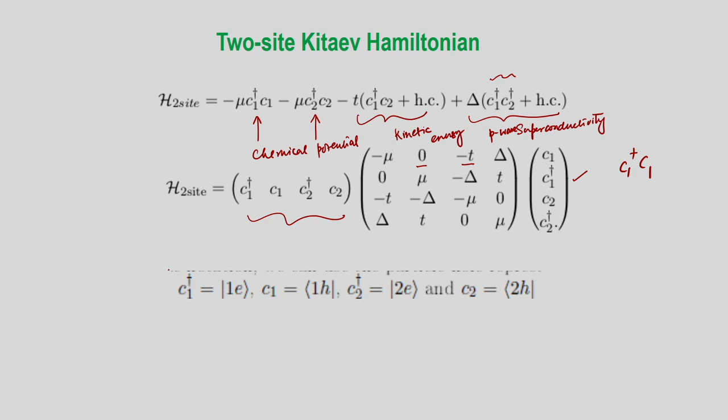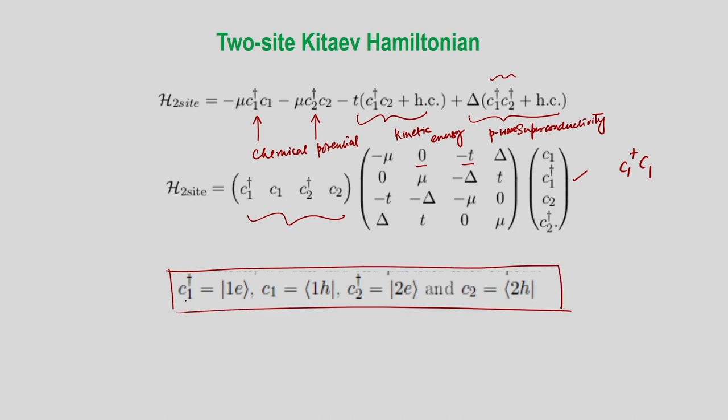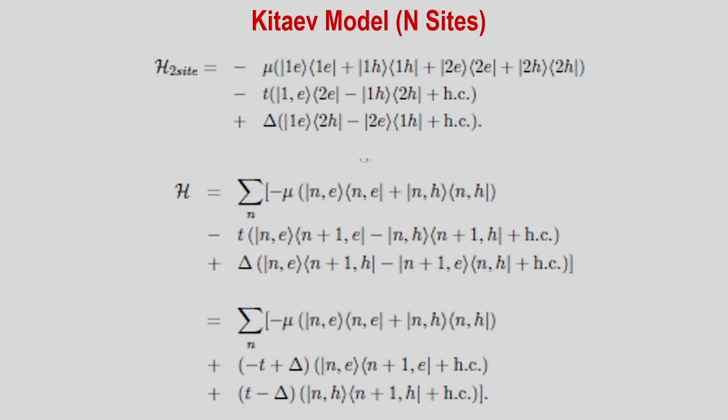So we decided to resort to a slightly different notation in which the creation of a particle at site 1 is a ket like this, the annihilation is like this, and for the second site it is like this. These are written in bra-ket notation, in which we use E and H, E for electron and H for hole. So the creation operators are associated with particles or electrons, and the annihilation operators are associated with holes. In this notation, we can go to the n sites.